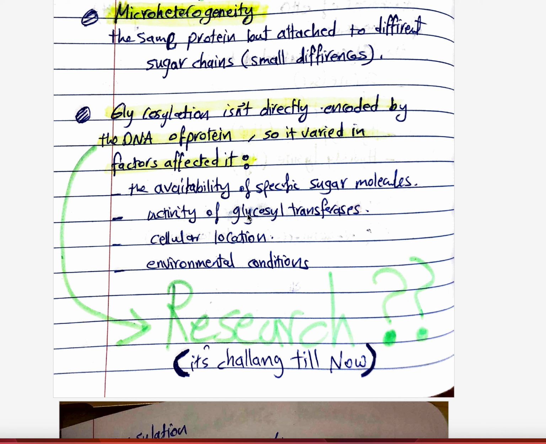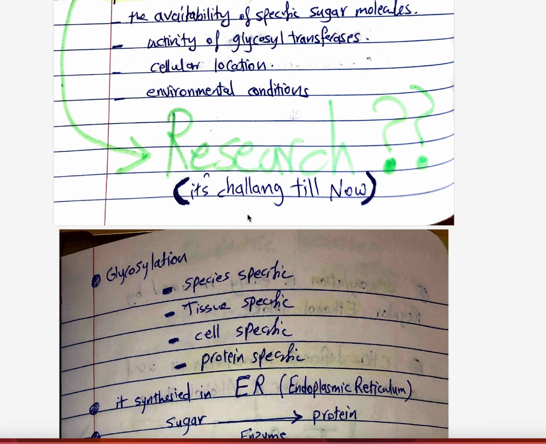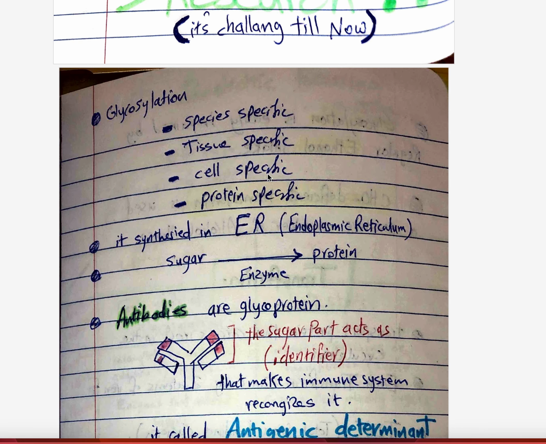Glycosylation is not directly encoded by the DNA of the protein, so it varies with the factors that affect it. These include the availability of specific sugar molecules, the activity of glycosyltransferases, cellular location, and environmental conditions. There is no DNA code that determines the glycosylation. It's actually a research topic now.